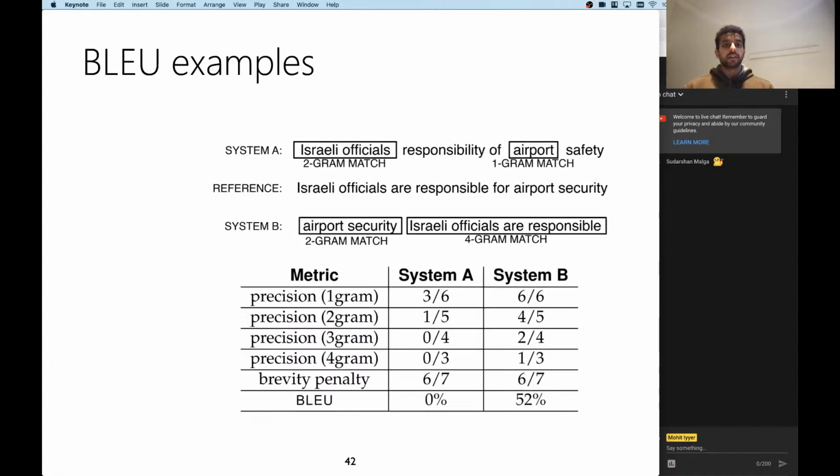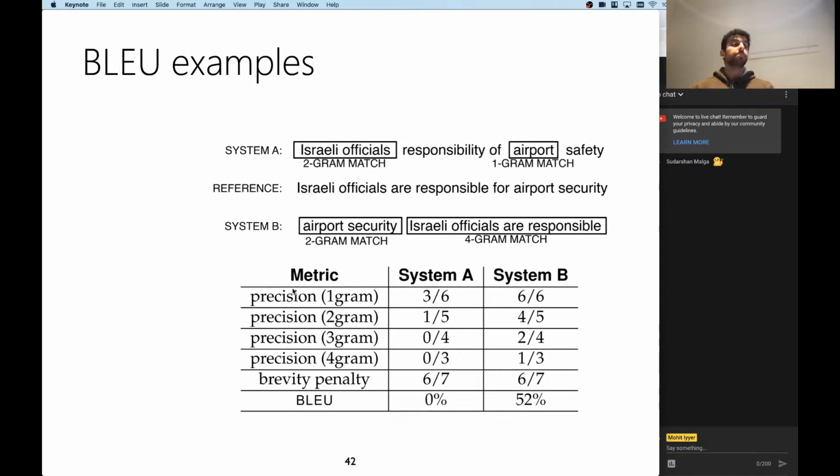Okay, so let's go through some of the computations just to make sure everyone's on the same page. Let's say that we have system A. It produces "Israeli officials' responsibility of airport safety." And we have just one reference translation: "Israeli officials are responsible for airport security."